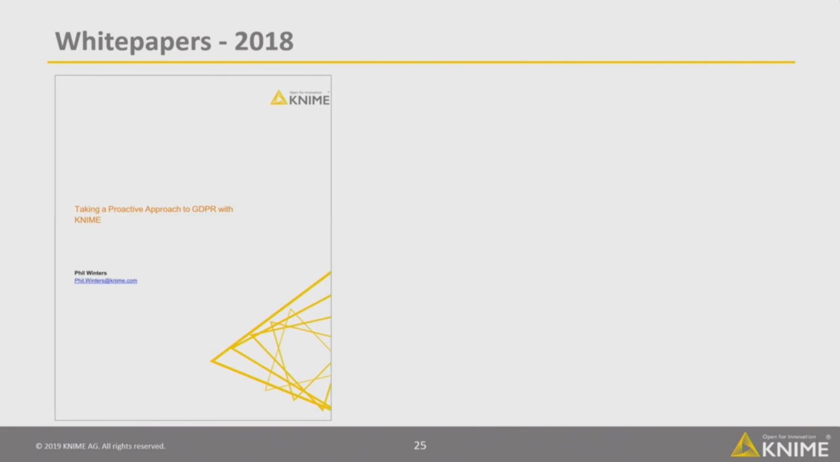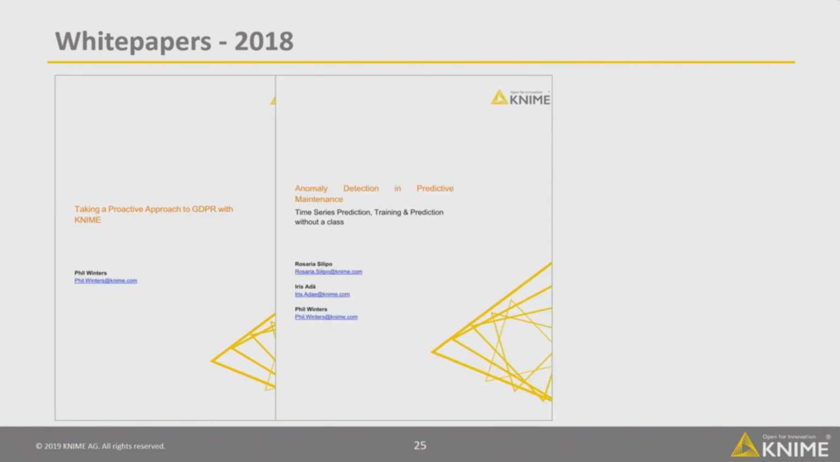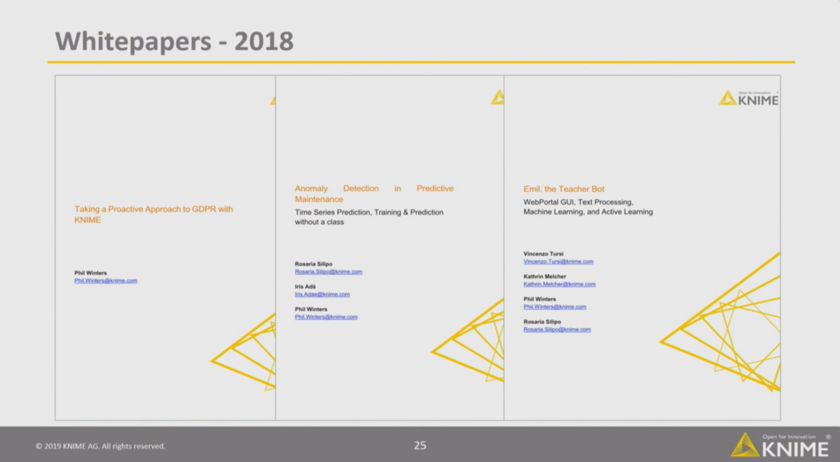The white papers in 2018, we had 3 white papers, one about the GDPR, this one about the anomaly detection. This one is a rewriting of an existing paper, so we did the rewriting using more modern nodes and things that before didn't exist in KNIME. And then the last one is about the teacher bot.